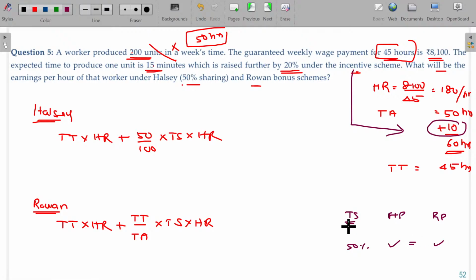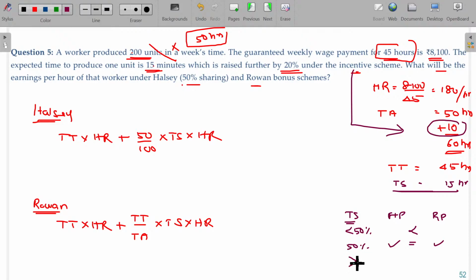But if the time saved is less than 50%, probably time allowed 60, time taken 45, then 15 hours is the time saved. The time saved is less than 50%. Then this will be 45 by 60. So 45 by 60 is equal to 75% of the incentive. Here only 50%, which is lower. Rowan plan will be higher.